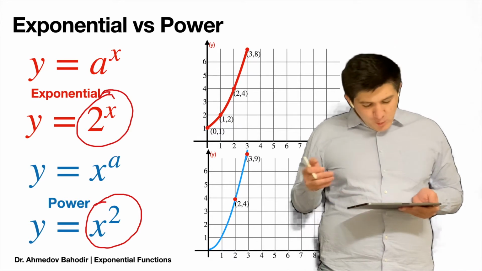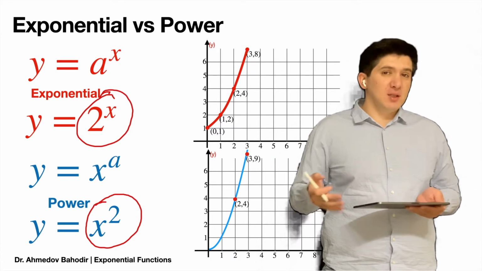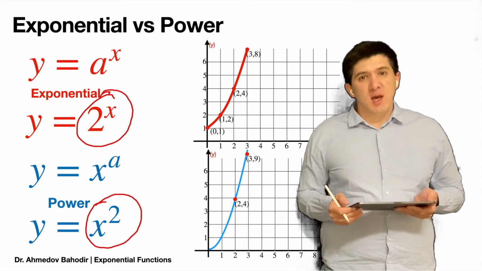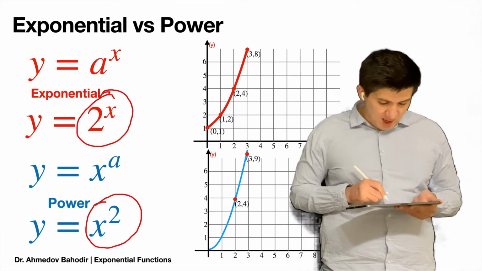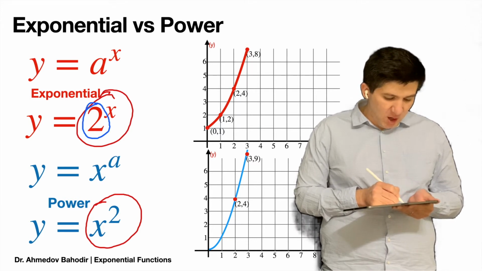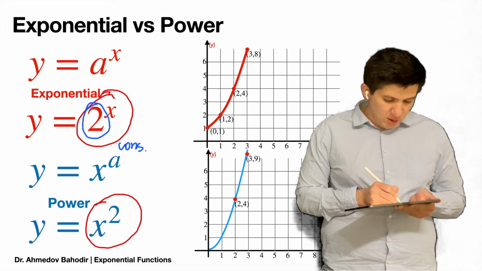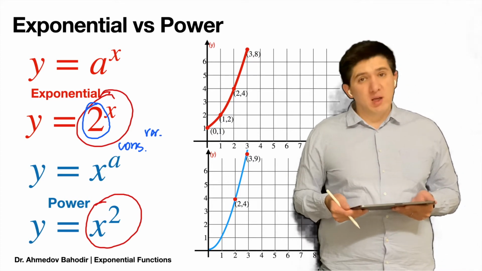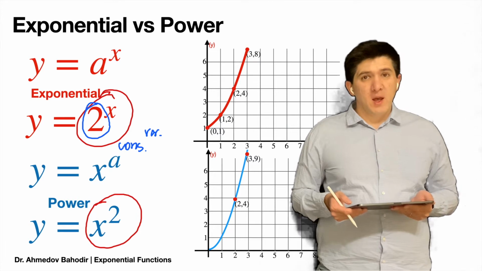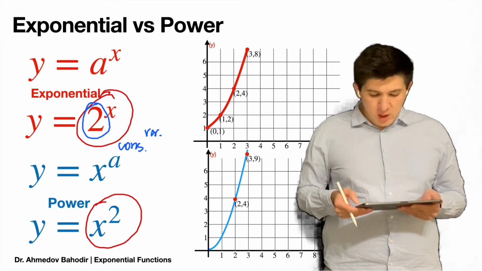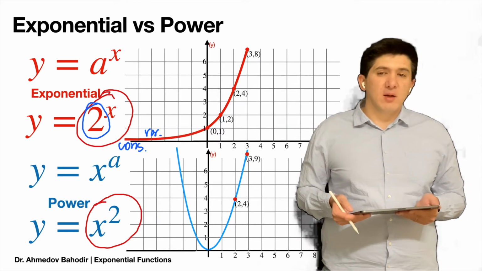So what can help here to understand the differences between the power functions and the exponential functions is that you need to always keep in mind that the exponential function is the constant to the power of the variable, and the power function is the variable to the power of a constant. And graphically, in order to distinguish them, we need to look at the left-hand side of the graph.